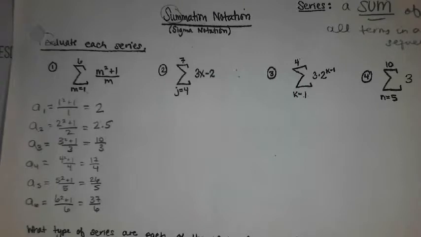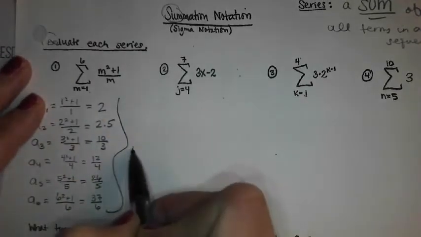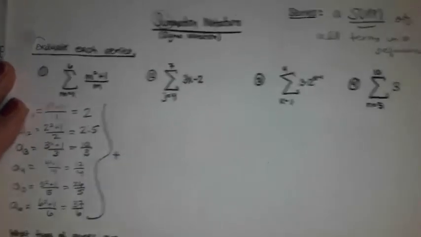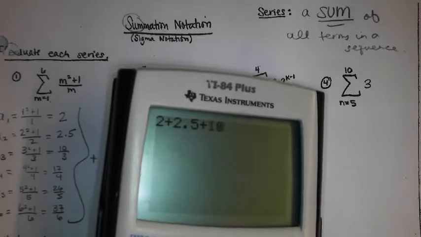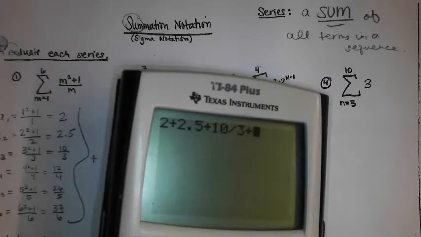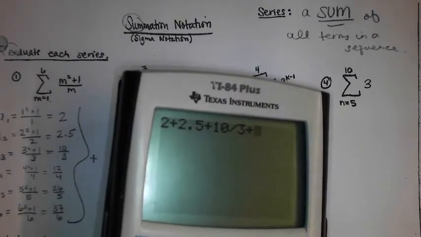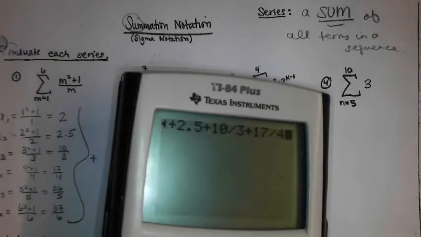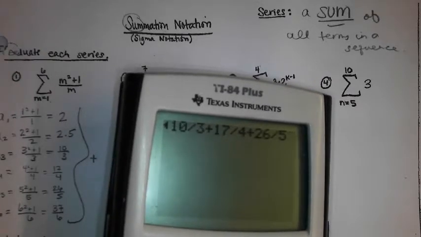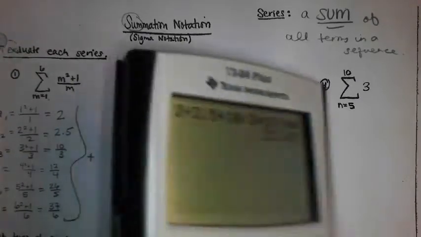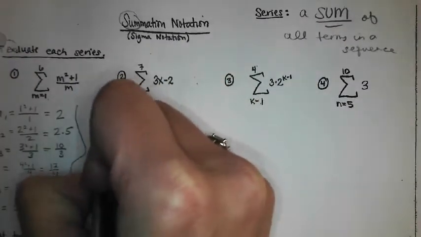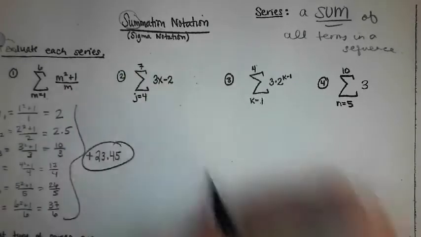The sigma notation in math just means add them all together now. So I'm going to take all of these and add them. And my answer, this will be all calculator, 2 plus 2.5 plus 10 thirds plus, what is it, 17 fourths plus 26 fifths plus 37 sixths all at once, 23.45. And that's your answer.